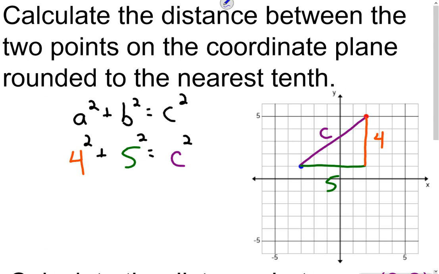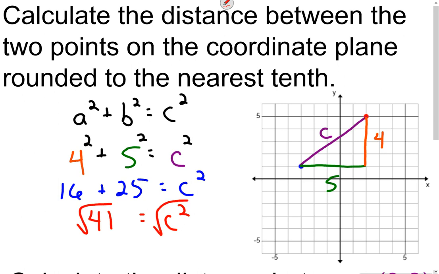Well, 4 squared is 16, so I have 16. 5 squared is 25, add that on, it's going to equal c squared. And then we have 16 plus 25, that puts us at 41 equal to c squared. If we take the square root of both sides, let me go with a different color. So this was 41 equal to c squared.